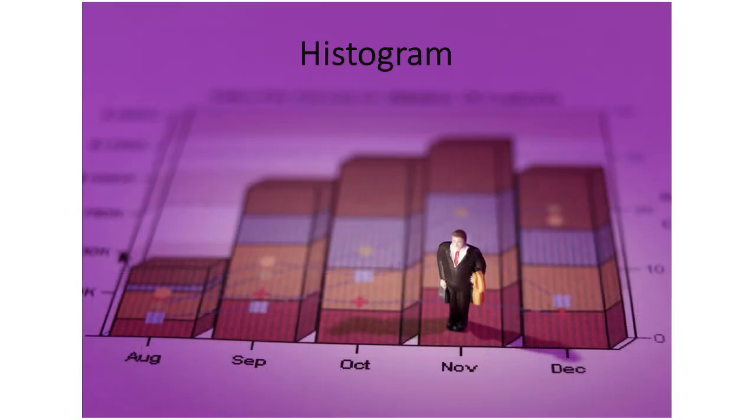A histogram is a bar graph that shows frequency distributions and is an easy way to evaluate distribution of data. It essentially tells you how often each value in a dataset occurs.